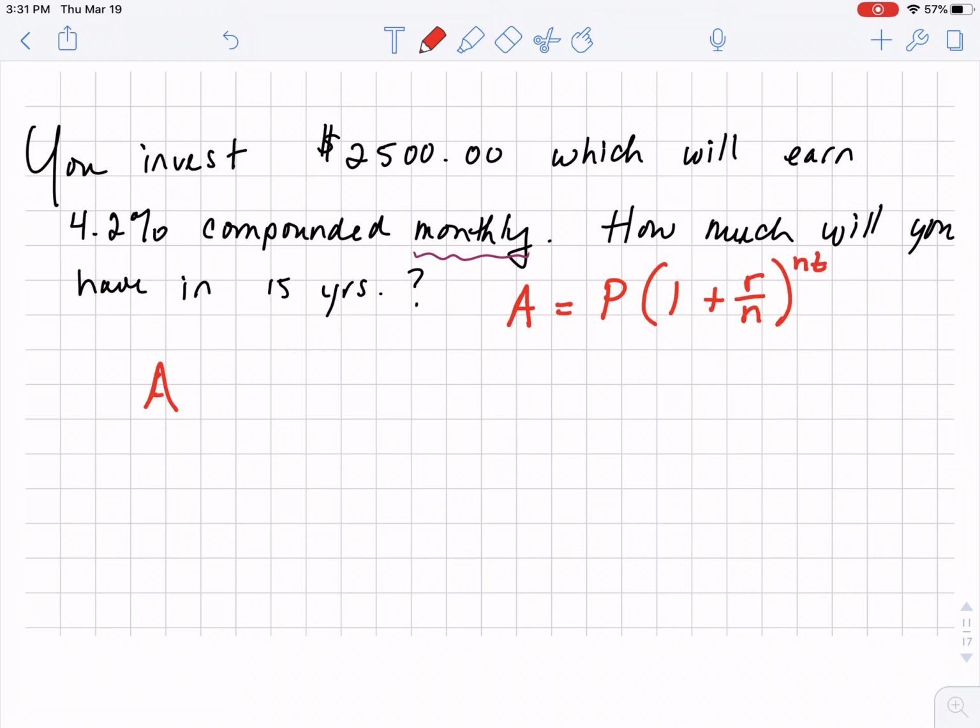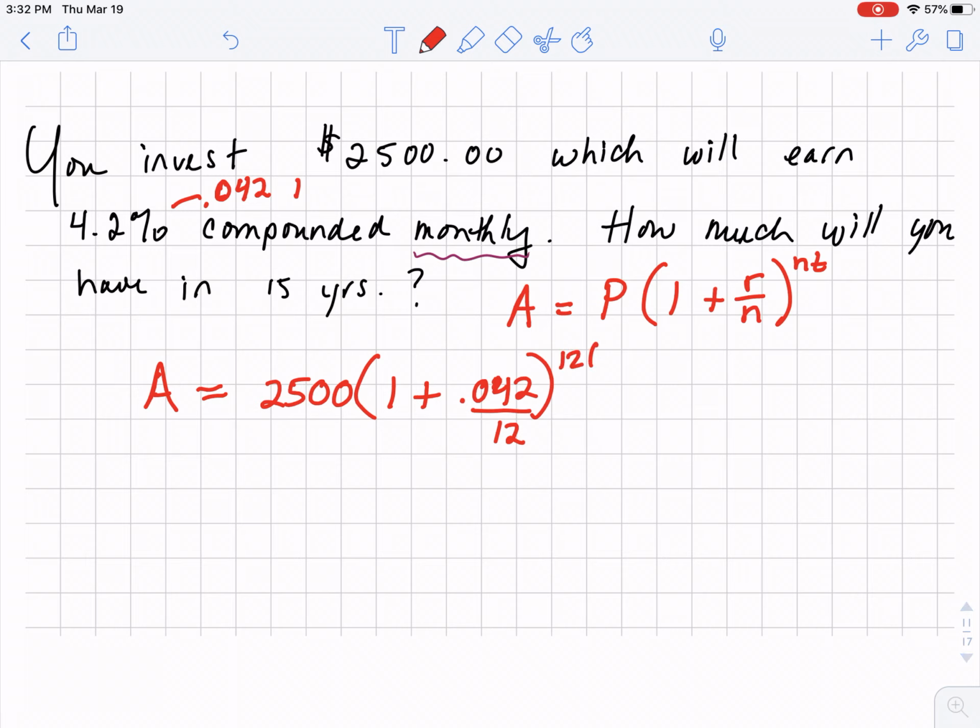All right, so A is equal to 2,500, that's your original amount, times 1 plus your rate. Well, your rate is 4.2%, which is going to equal 0.042. And if I add that to 1, it would be 1.042. Oh, and I'm sorry, it compounds monthly, which we just said is 12 times a year. So it's the rate divided by 12. And then it's going to be for 15 years. So the exponent is nt. 15 is the t, but we have to multiply 12 times 15.